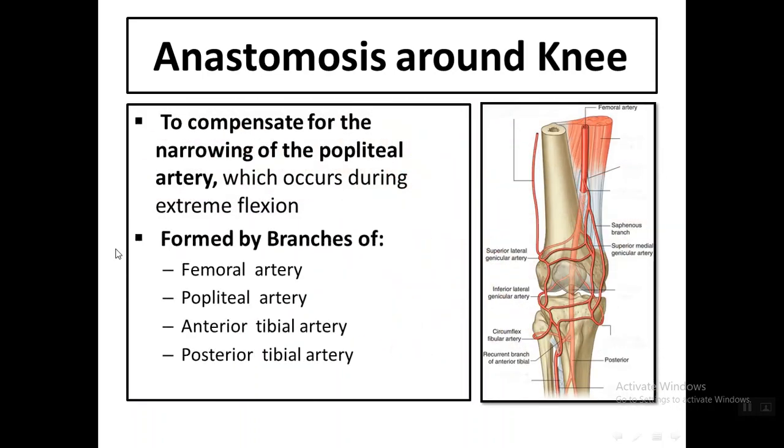This anastomosis is formed by branches from above and below: branches of the femoral artery, the genicular branches of the popliteal artery, and also branches from the anterior tibial and posterior tibial arteries.